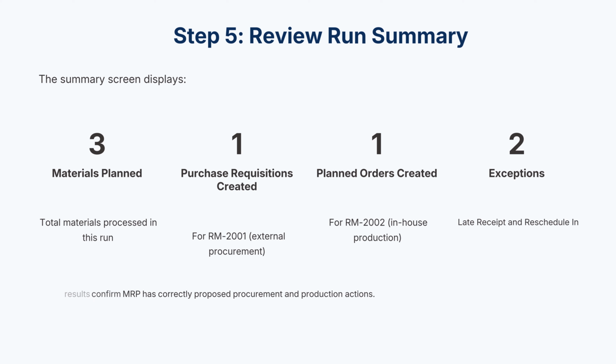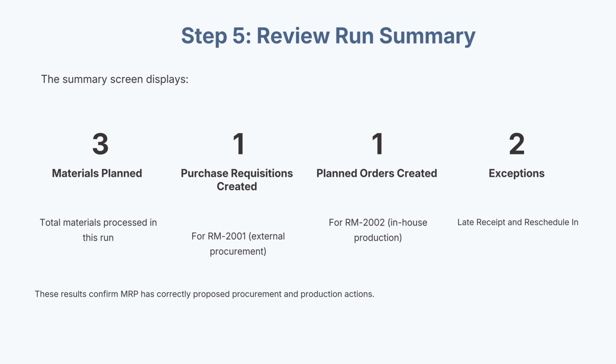Step 5. Review Run Summary. The Run Summary shows 3 materials planned, 1 purchase requisition created for RM2001, 1 planned order for RM2002, and 2 exception messages. This reflects how MRP dynamically creates proposals to balance supply and demand. Each entry is hyperlinked, allowing you to drill directly into the material or document for deeper analysis.